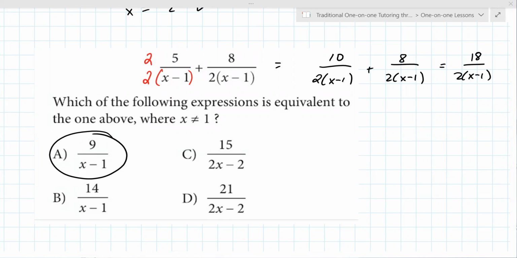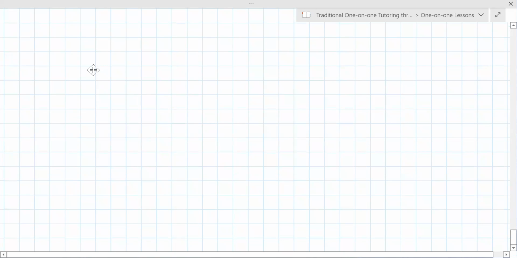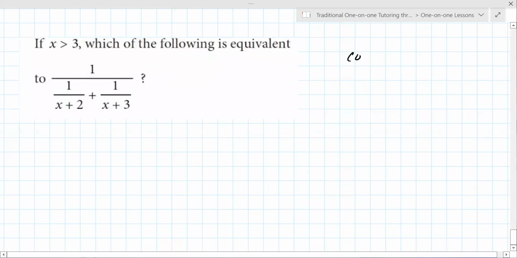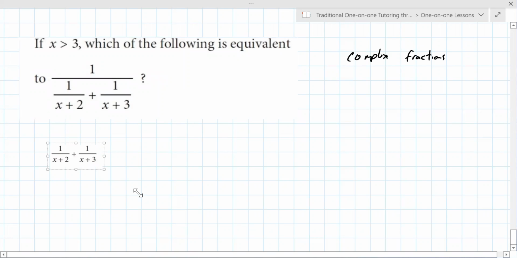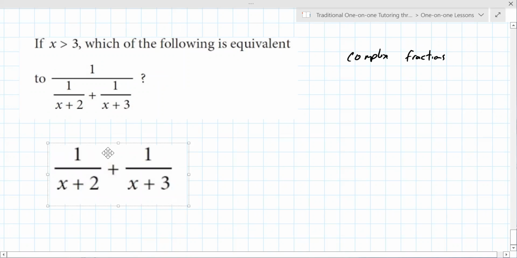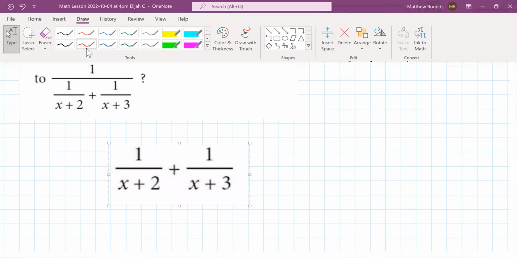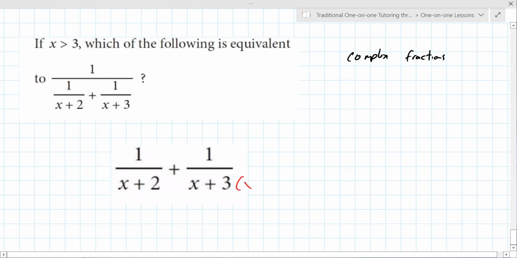So this one is kind of the same type of problem. I don't want to give away the answers yet for this one. These are considered complex fractions. What we can do here is break this into another problem. So let's just look at the denominator. It's kind of like the last one. We have to combine the bottom. We have to make the bottoms the same. So they're each missing something. The one on the right's missing an x plus 2. The one on the left's missing an x plus 3.